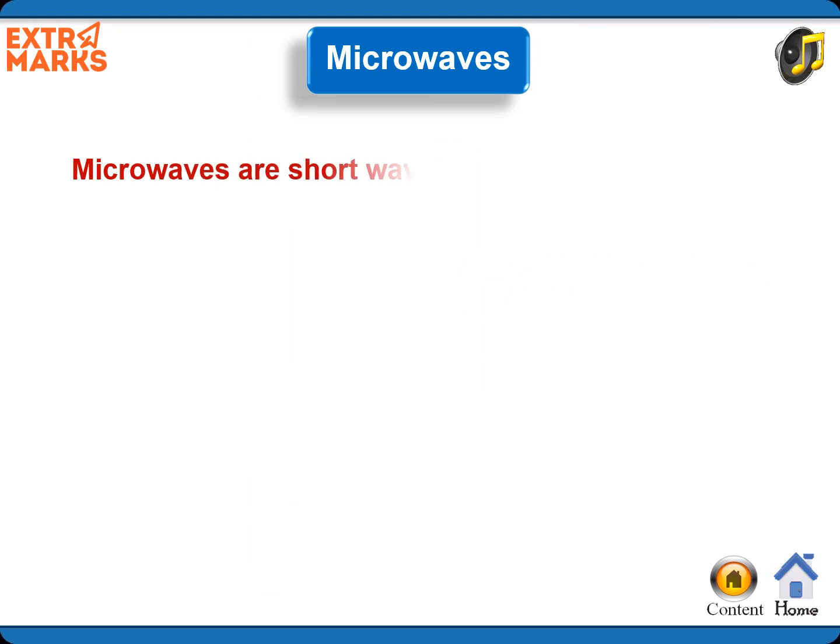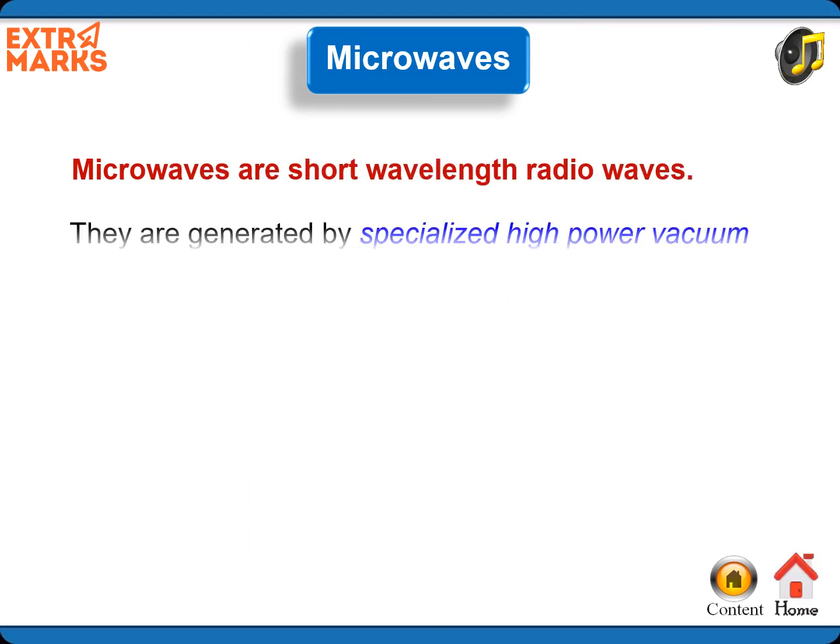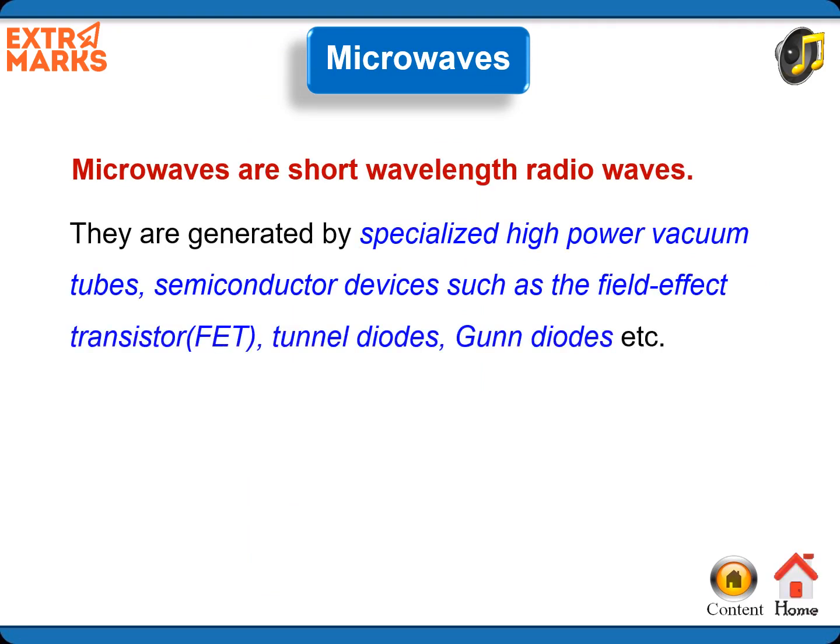Microwaves are short wavelength radio waves. They are generated by specialized high-power vacuum tubes, semiconductor devices such as the field effect transistor, FET, tunnel diodes, gun diodes, etc.